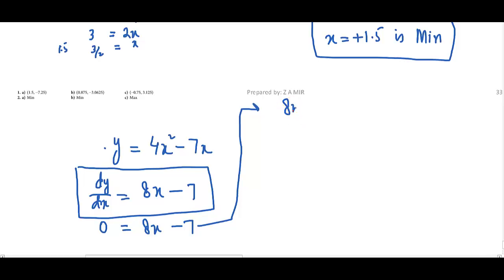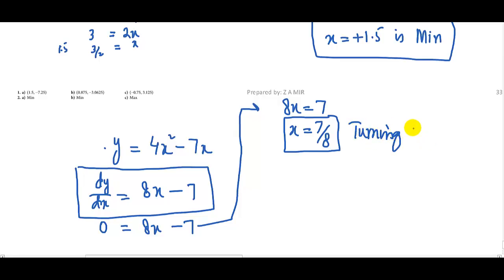So 0 plus 7 will be 7 on that side, and x is equal to 7 divided by 8. So this x equal to 7 over 8 is the turning point. We have found the turning point just by putting the derivative equal to 0.